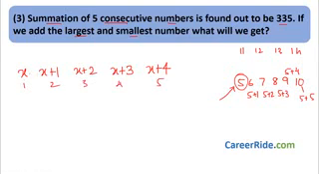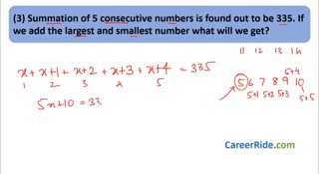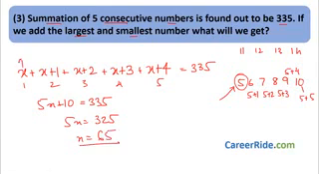And they have given their summation is 335. So, add them, right? Adding them, what do we get? 335, right? That would be 5x plus 10 equal to 335. 5x equal to 325 and x would be equal to 65. So, the first number is 65, second 66, 67, 68 and this is 69.